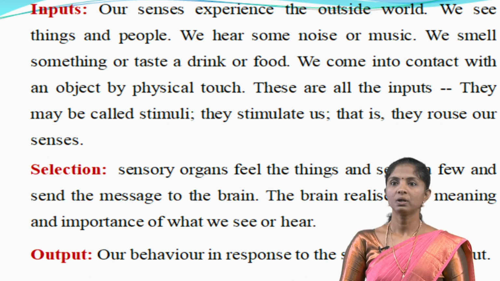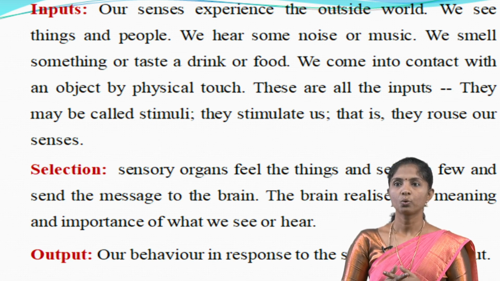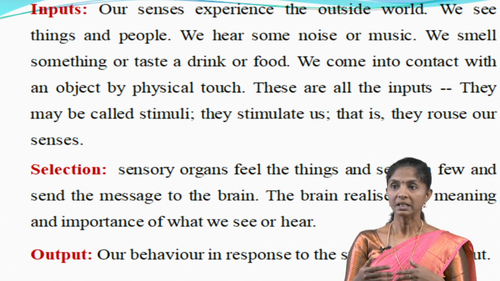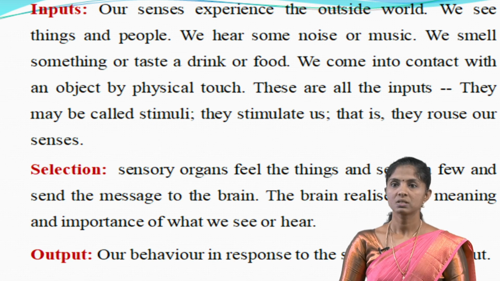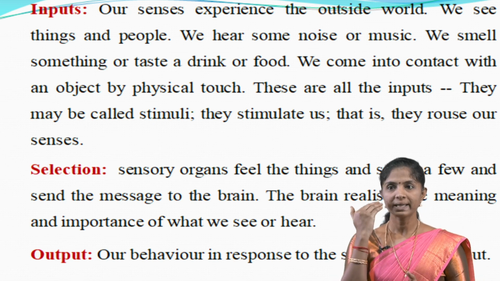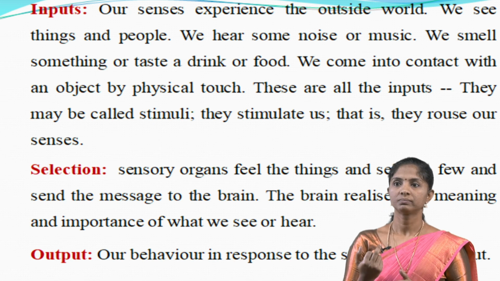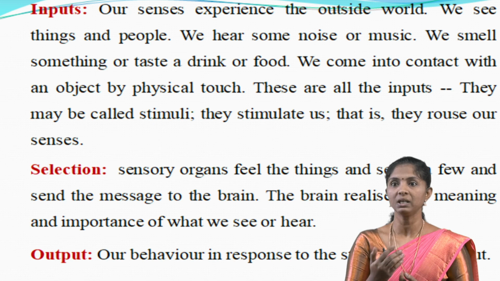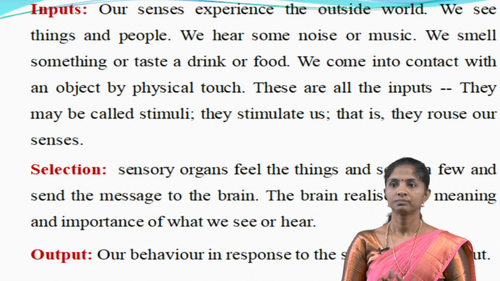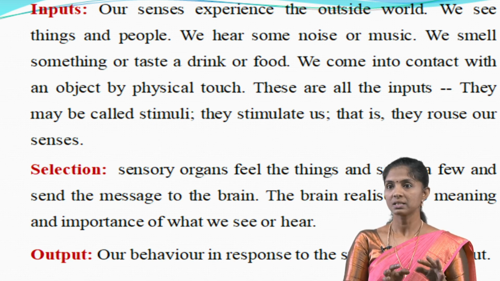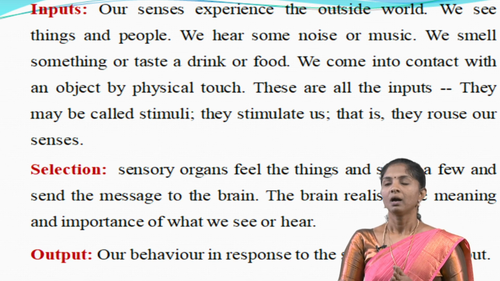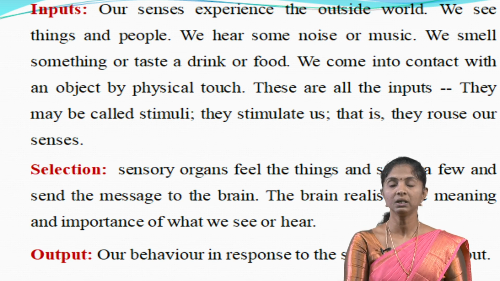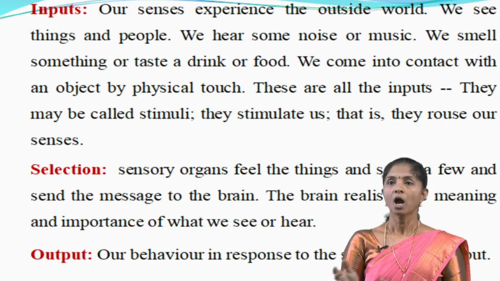For example, while you are walking on the road, you see a cyclist and a scooterist fall down together. So this is the input. Your eyes send the message to your brain. Your brain interprets the event, so it gives it meaning. It is an accident. Next, it is a selection. You must immediately rush to the spot in order to help the two men. So it is the output.